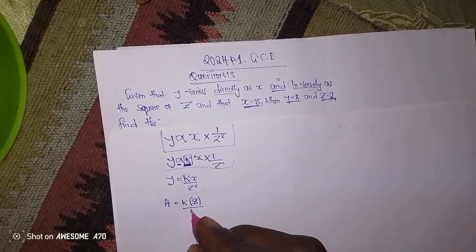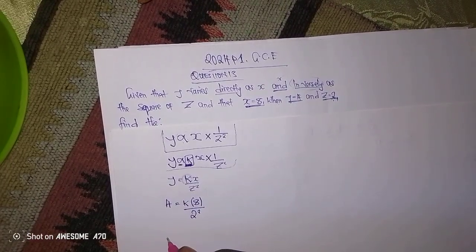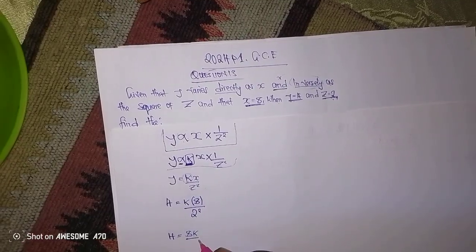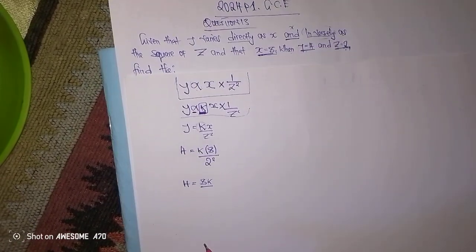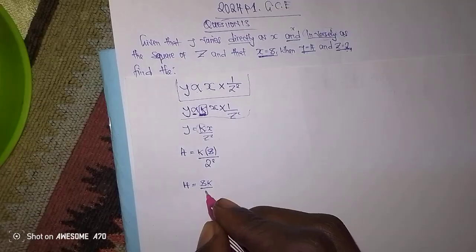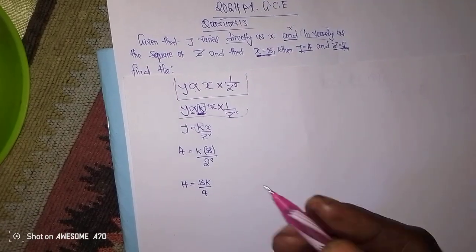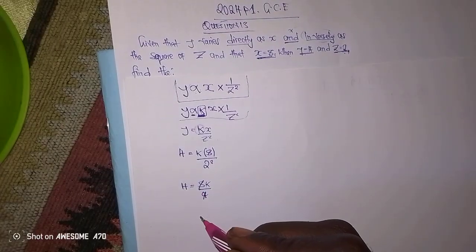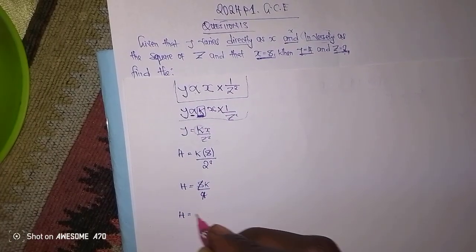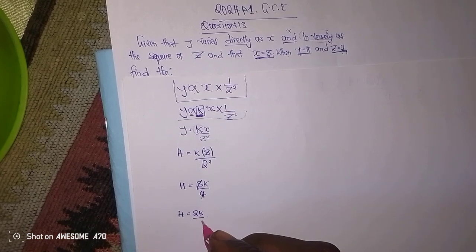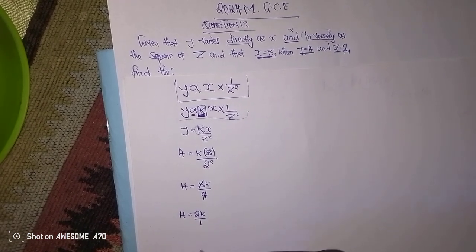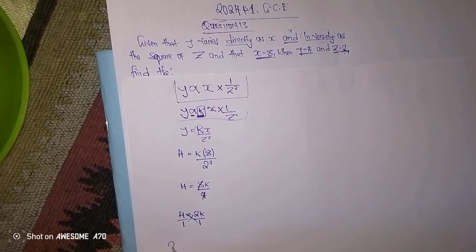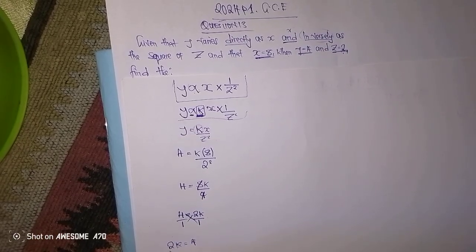Z is 2, so it will be 2 squared. So we are going to have 4 is equal to 8k over 4. All right, so from here, if you want, we can just reduce that, where I would say this is 4 is equal to 2k over 1.